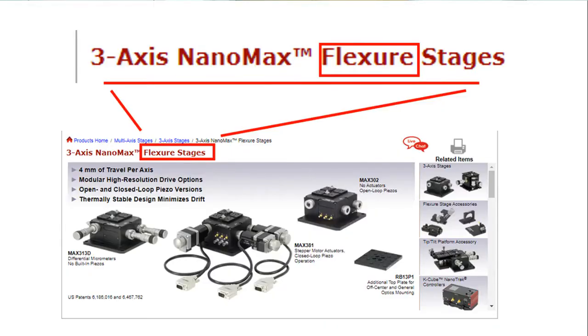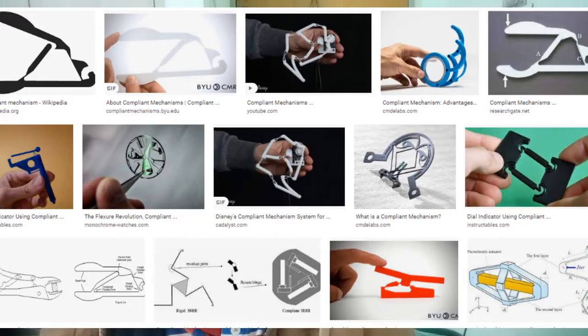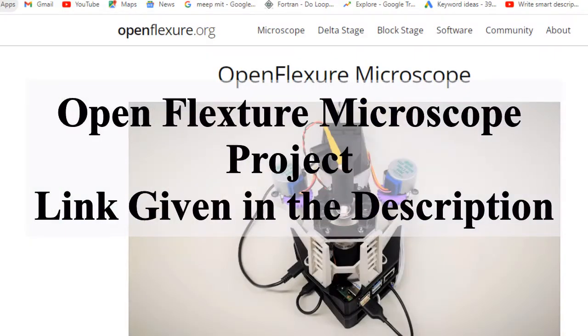If we go to the ThorLabs website and look at the nanomax stages, you will find a word called flexure. So we'll first discuss what is flexure or compliant mechanism, and then we'll see how we can design our own nanomax stages in SolidWorks and then finally print it using a 3D printer.